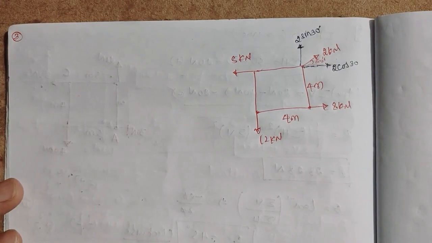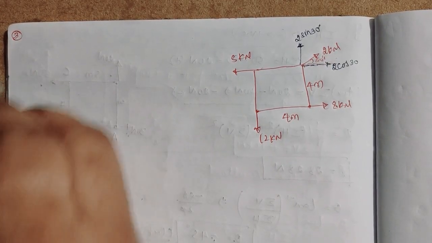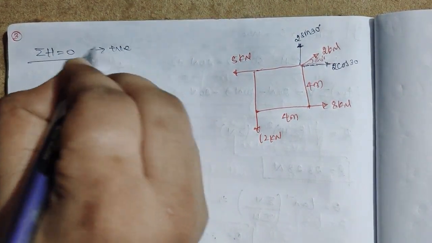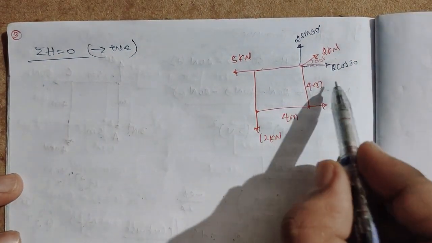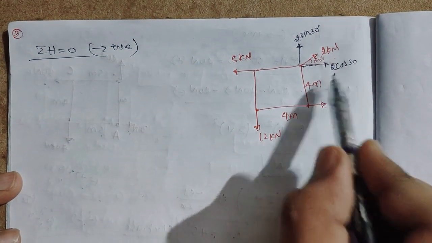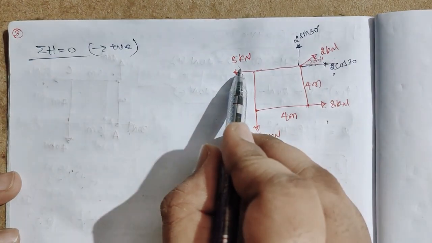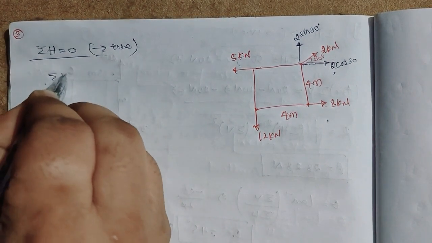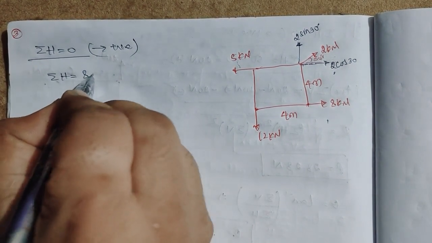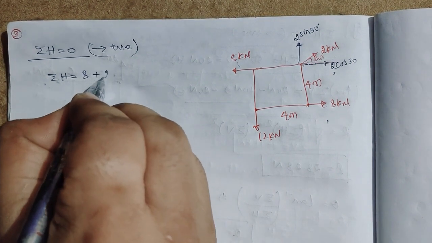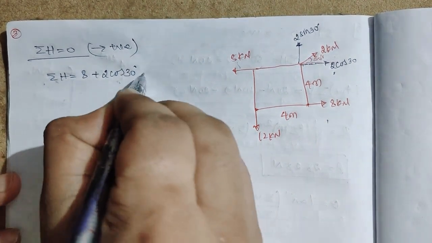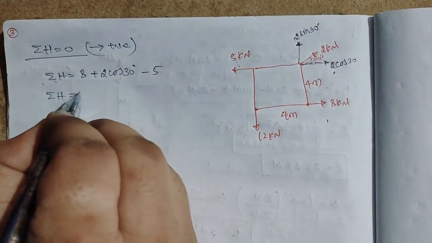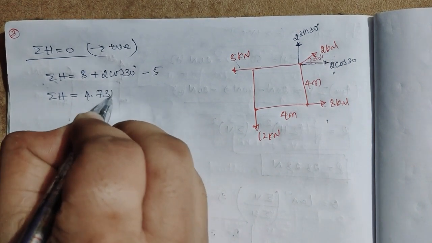What I have to take: summation of horizontal force equal to 0, taking left to right as positive. So take all the horizontal forces. So 2 cos 30 is horizontal. Then 8 kilonewton is horizontal and 5 kilonewton is horizontal. So sigma H equal to 8 plus 2 cos 30 degree minus 5. So summation of H is equal to 4.73 kilonewton.